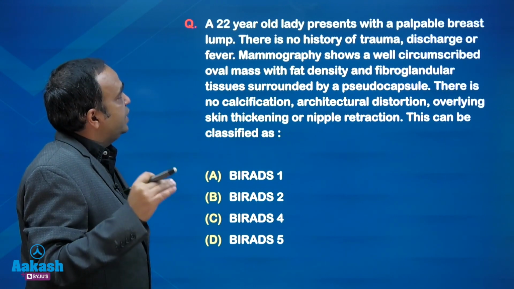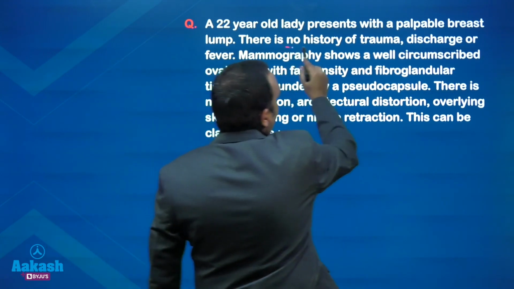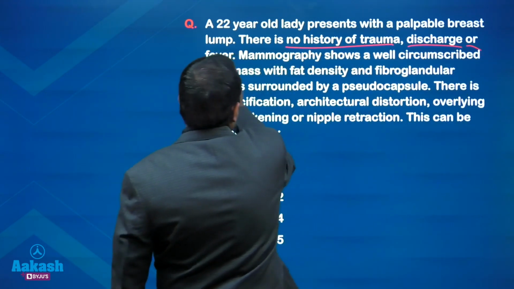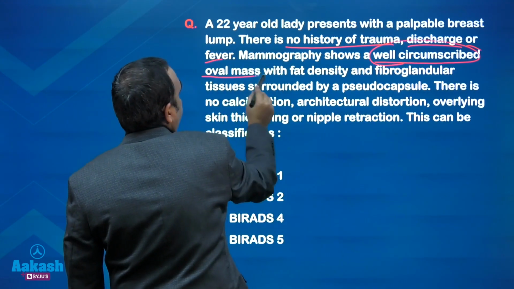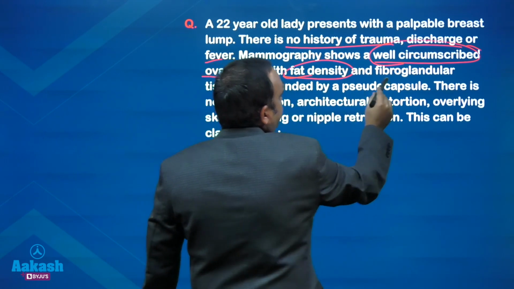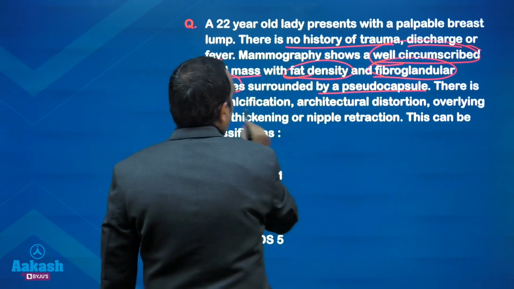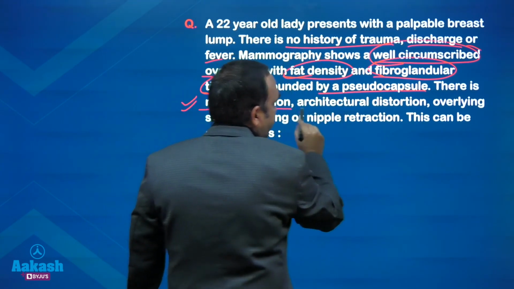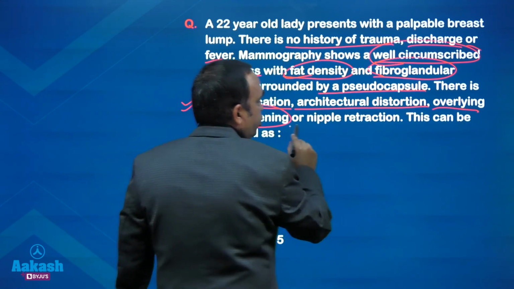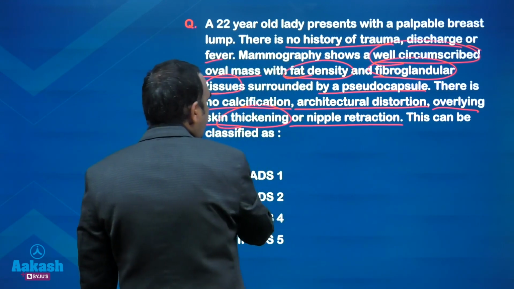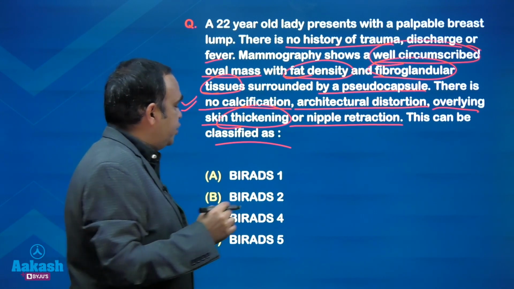Okay, so next is a 22-year-old lady who presents with a palpable breast lump, no history of trauma, no discharge, no fever. Mammography reveals a well circumscribed, to be noted, oval mass with fat density, with fibroglandular tissues surrounded by a pseudo capsule, no calcification, very very important, no architectural distortion, no overlying skin thickening or nipple retraction, right? So this is classified as BI-RADS. This is very very important again from your exam point of view.